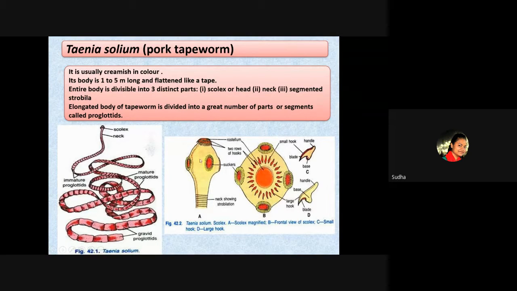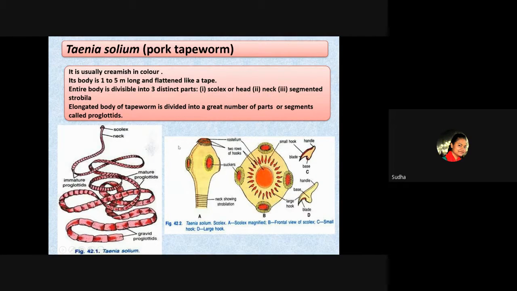As you can see, on the scolex there are four suckers, and on the top there are two rows of hooks. So why are these important? They help this parasite keep itself attached to the intestinal mucosa of the host. That is why it is provided with hooks and suckers. So this scolex is also called the head.